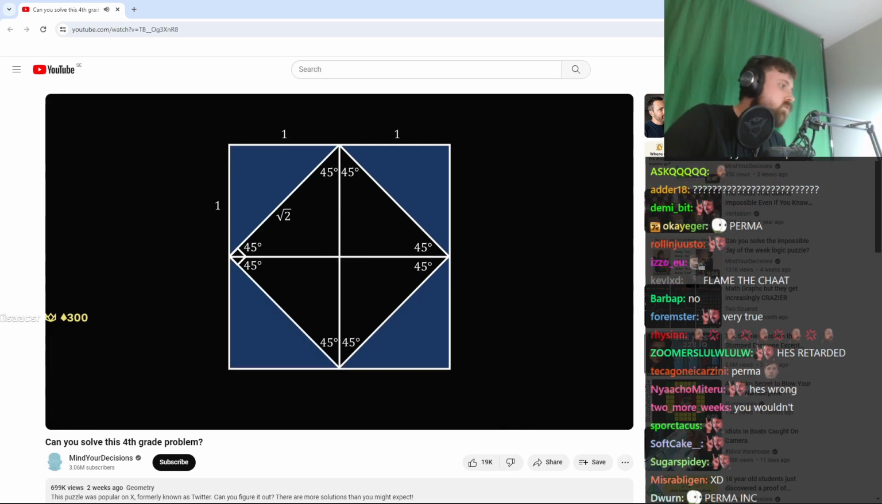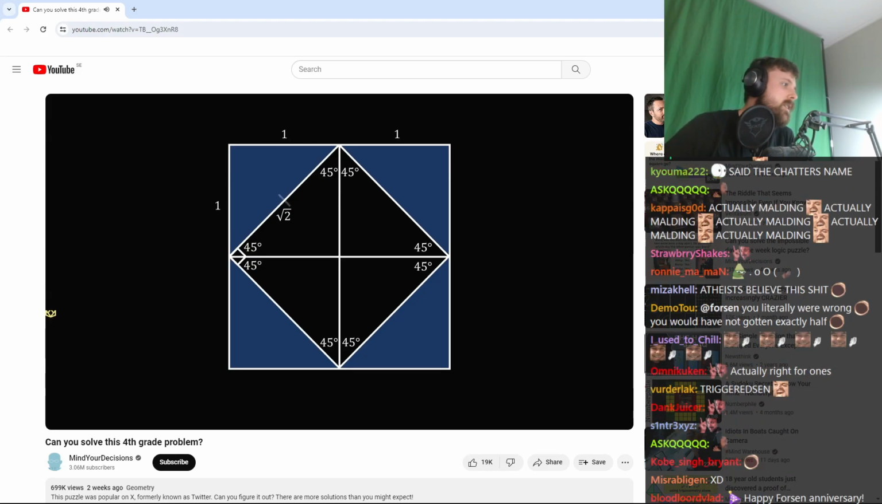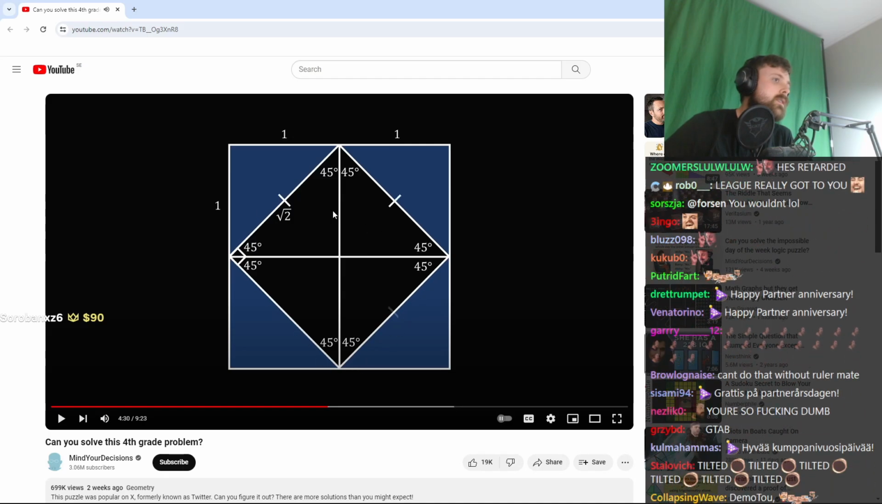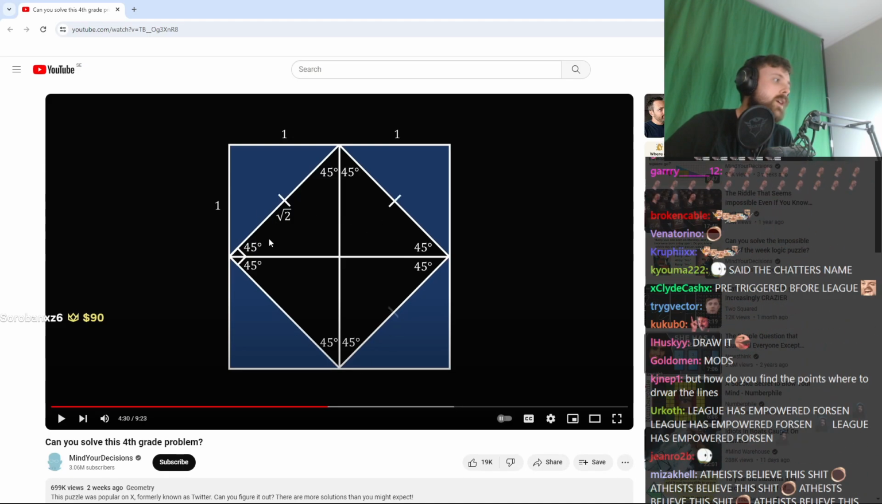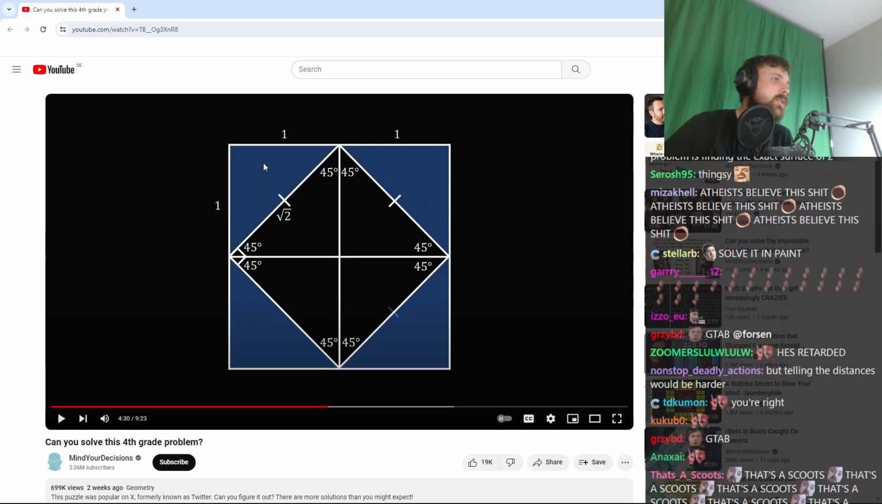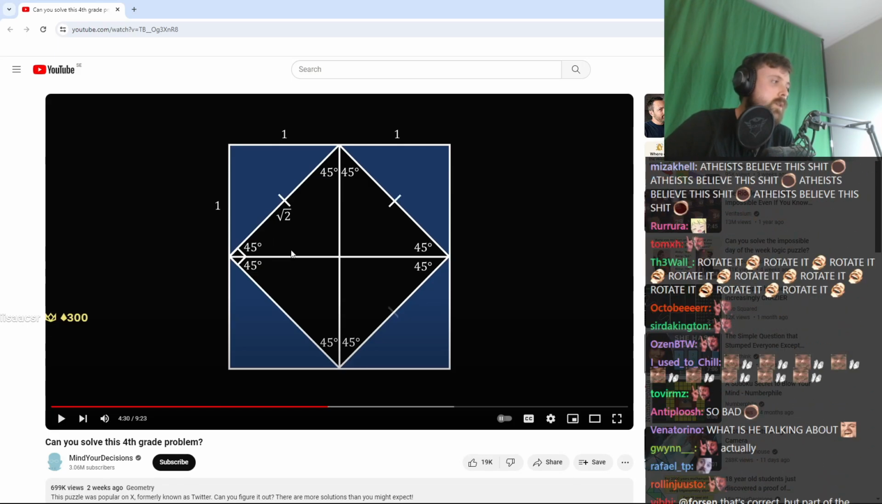The shaded isosceles right triangles are congruent to each other, so all of the hypotenuse lengths will be equal to each other. If you rotate this fucking thingy, clockwise or counterclockwise, then you will have an outer area covered in blue. There are multiple solutions. It's not just one solution.